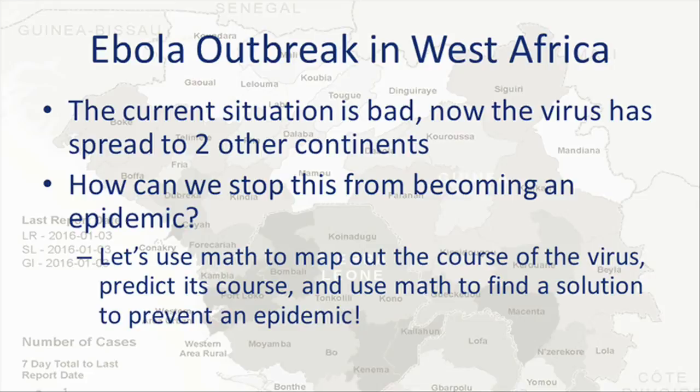It's now spread to 2 other continents, so it's on 3 continents total, and we want to stop this from becoming an epidemic. So we're going to use math to chart our course out and map a solution to preventing an epidemic.